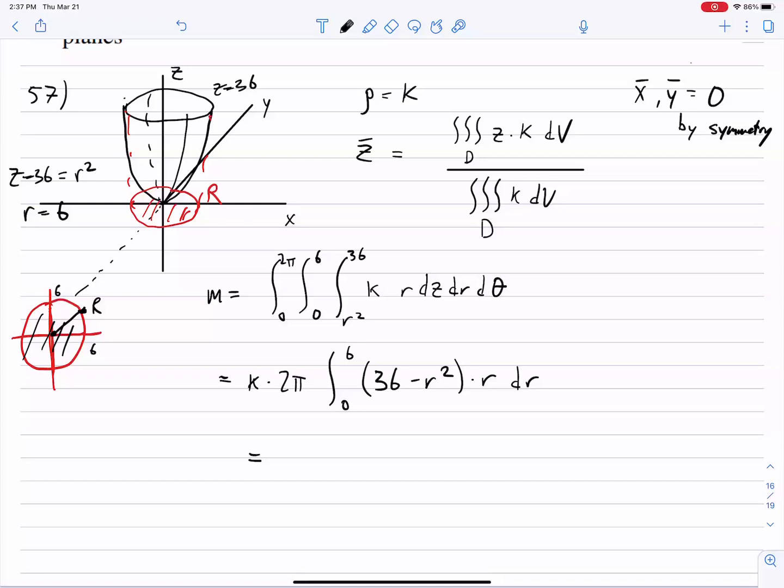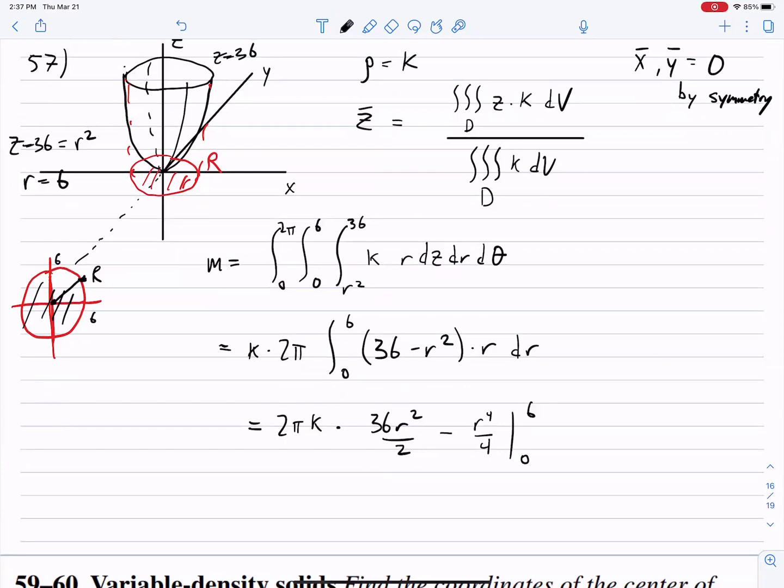Just do it. So it's k times 2 pi, times 36r squared over 2 minus r to the 4th over 4, evaluated from 0 to 6, I believe. That looks right. And whatever that is, it's some number.